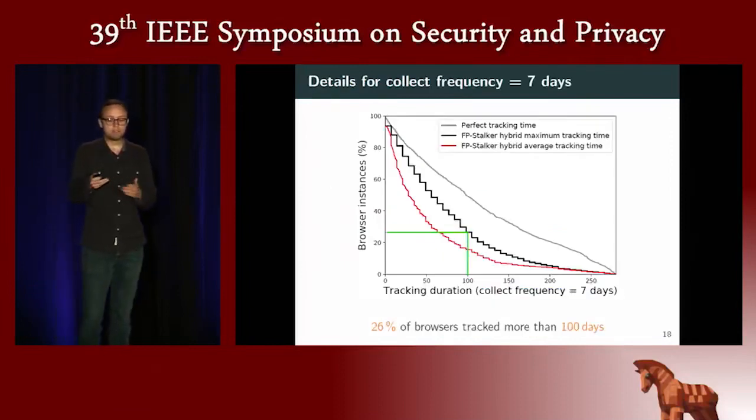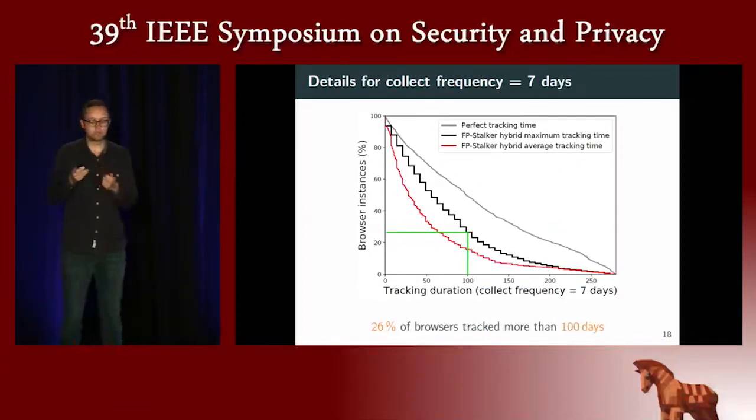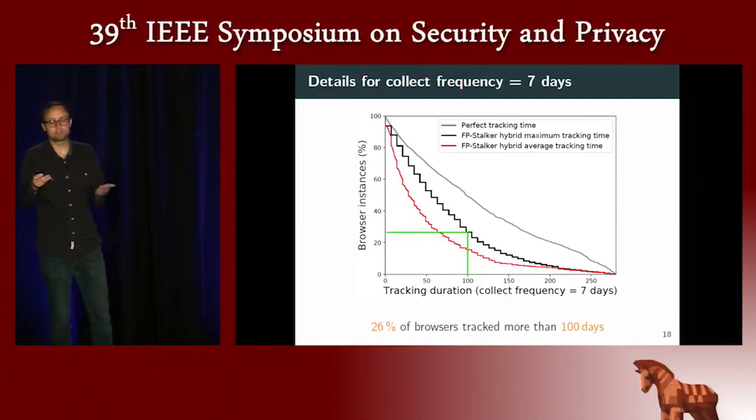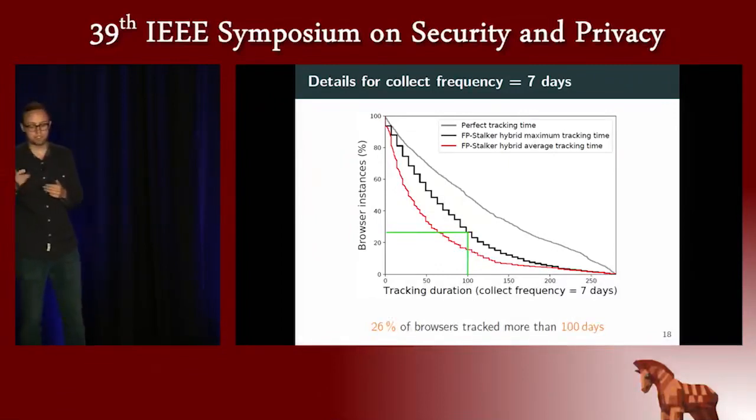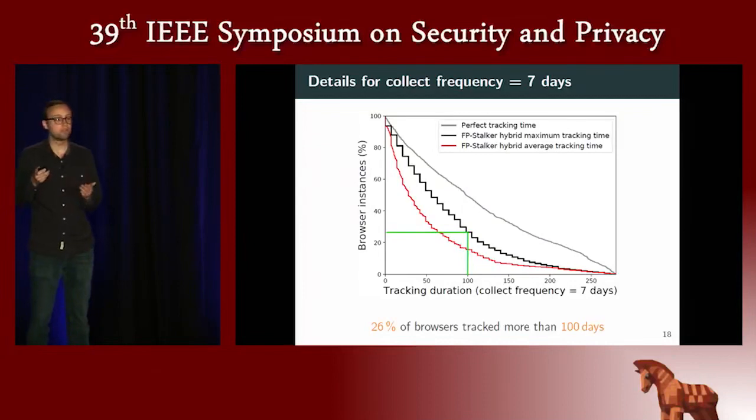Now, if we look in detail at the hybrid version, because it is a better algorithm for tracking, and we set a collect frequency of 7 days, we choose this number because it's a week, so it's the case where someone goes on a website every week and gets their fingerprint collected. The graph represents the percentage of browsers that can be tracked a certain amount of time, and in gray, the highest line represents the perfect tracking time.